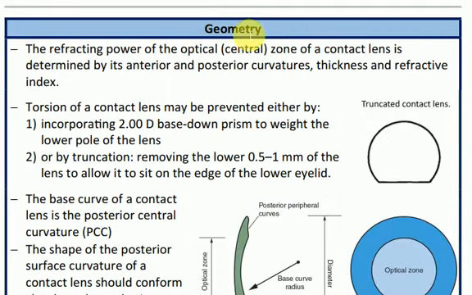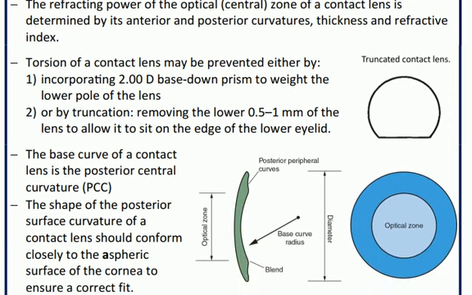Now the geometry of contact lens. Now the refracting power of the optical zone, which is the central zone of the contact lens. This is the optical zone. The refracting power of this optical zone of a contact lens is determined by its anterior and posterior curvature, the thickness of the contact lens, and the refractive index of the contact lens.